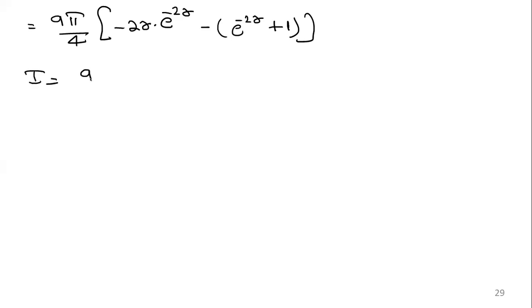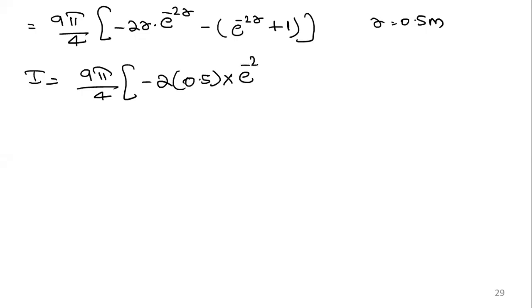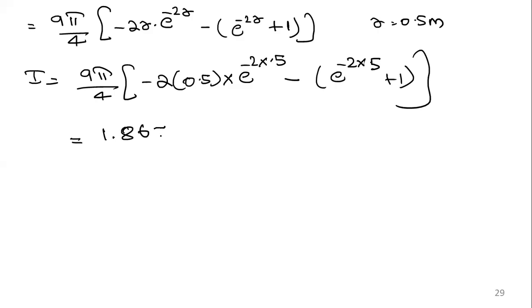So I is equal to 9 pi by 4 into, now we are substituting the value of r, r is equal to 0.5: minus 2 into 0.5 into e raised to minus 2 into 0.5, minus e raised to minus 2 into 0.5, plus 1. So finally you will get 1.8676 ampere. That is only the I enclosed.